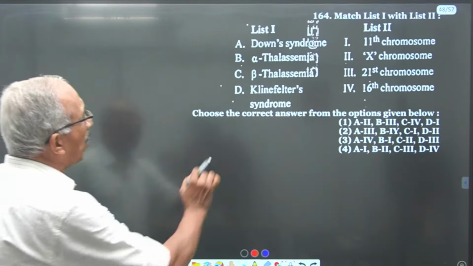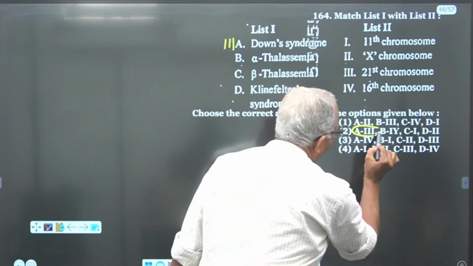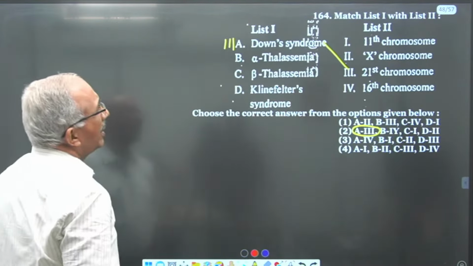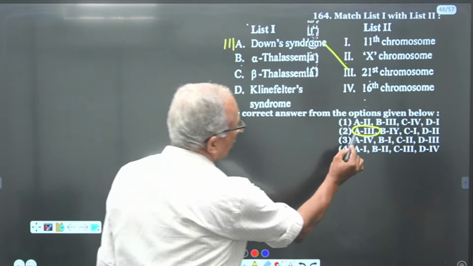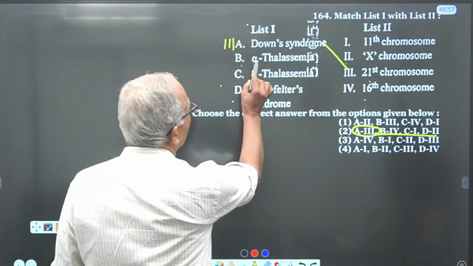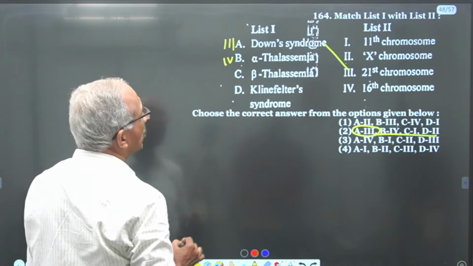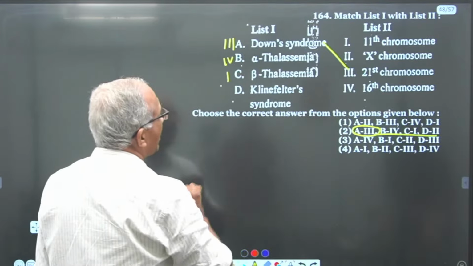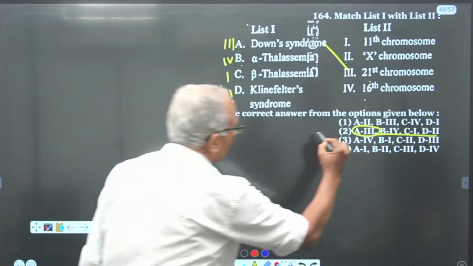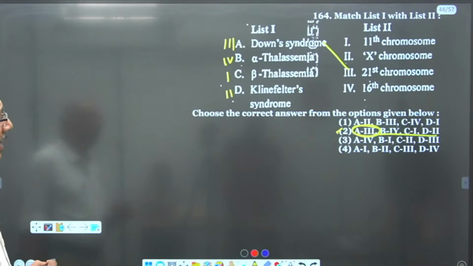164. Down syndrome can be matched with 3. It affects the 21st chromosome. There is only one option. Answer is 2. For B, we can check alpha thalassemia. It is due to disorder in the 16th chromosome. Beta thalassemia in the 11th. And Klinefelter syndrome is defective in the X chromosome. This is the simplest technique of matching: only one option, A with 3.